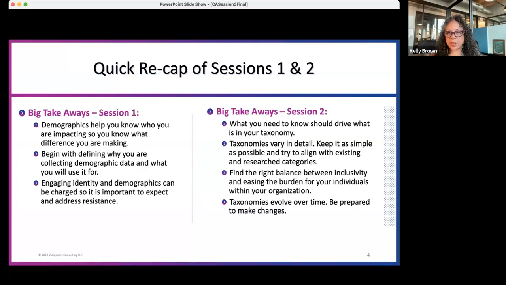In the second session, we went over the actual taxonomy, how you categorize the data, how you categorize people, what terms to use, how to think about demographic terms, how to strike the balance between designing data collection tools that are inclusive of as many people as possible, but are also not burdensome to folks who are responding. And to remind folks that these things change over time because communities and people and how they identify change over time. And so as you're designing your mechanisms, be prepared to make changes.